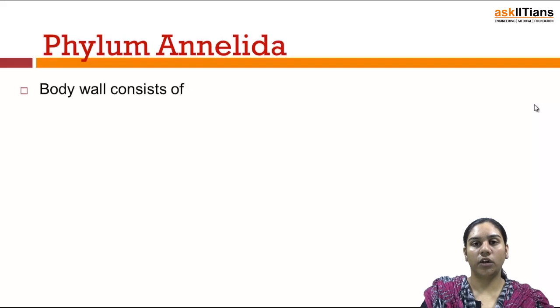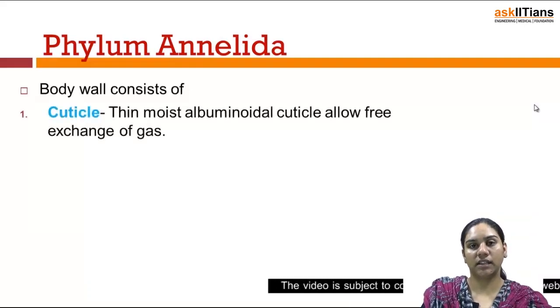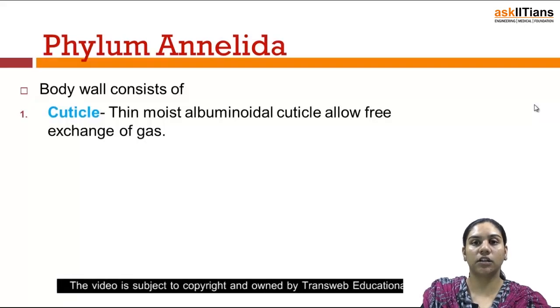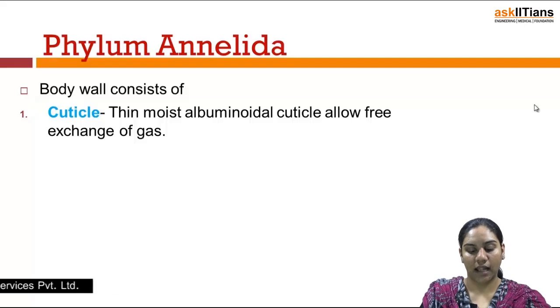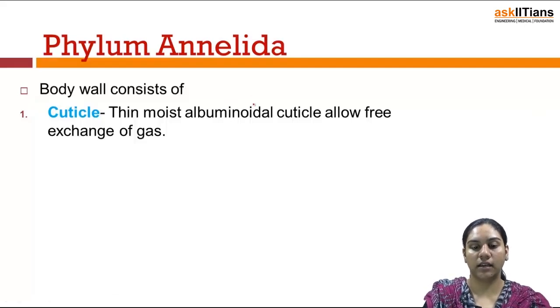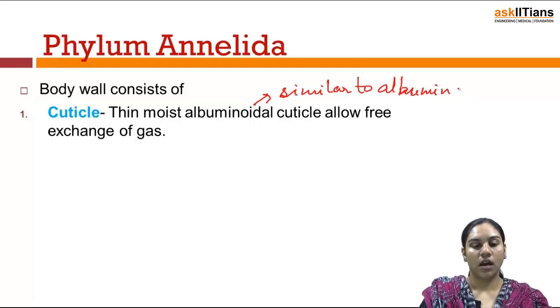The body wall consists of three layers, namely the cuticle, epidermis and the muscle layer. The first layer, the cuticle, is thin and moist and it is albuminoidal. Albuminoidal means that it is similar to albumin, which is a protein. And it allows the free exchange of gases.